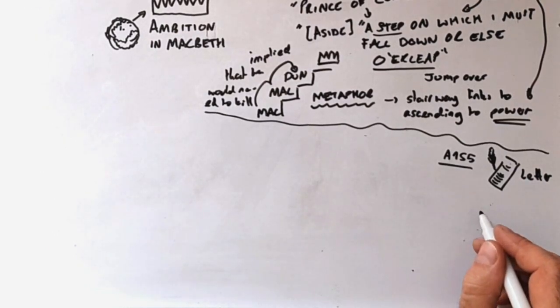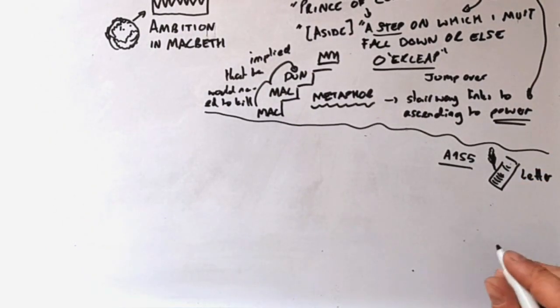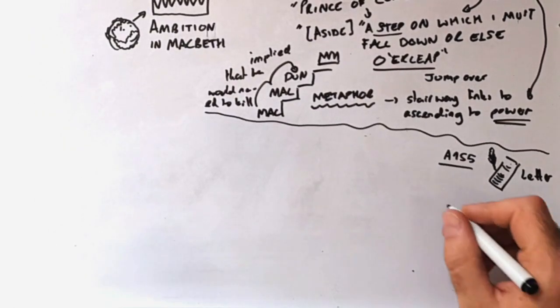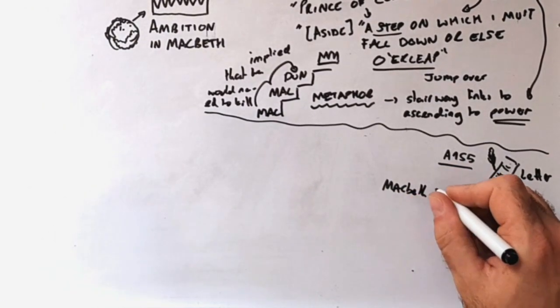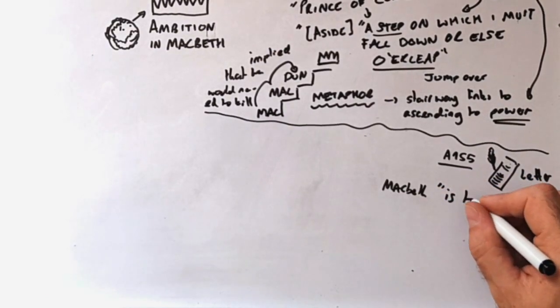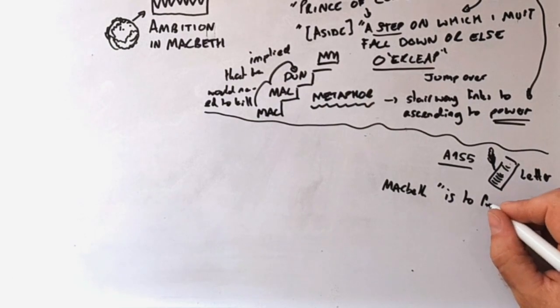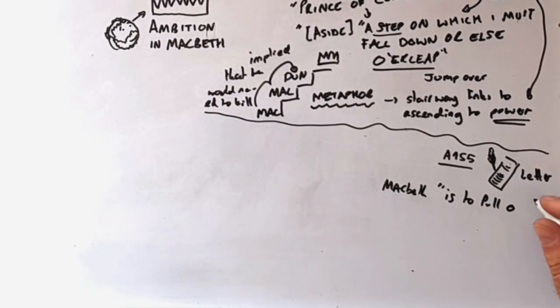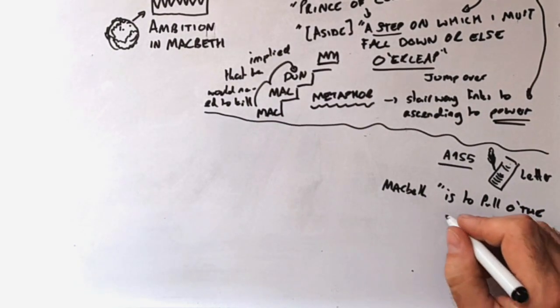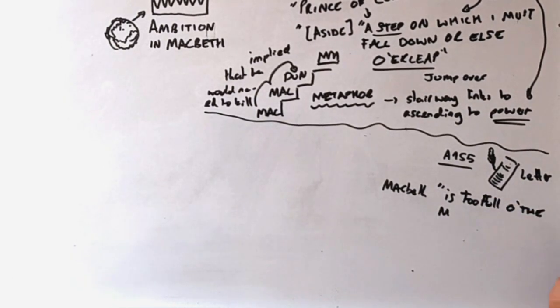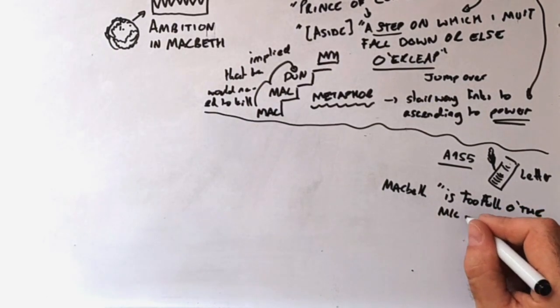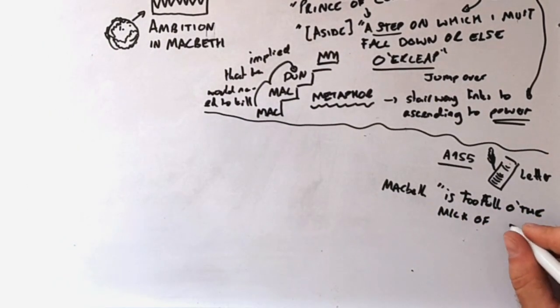And as she reads it, she finds out about the prophecies, of course. And the first thing she really says, after just being excited about the prophecies, is that Macbeth is too full of the milk, you see me just correcting my writing here, too full of the milk of human kindness.